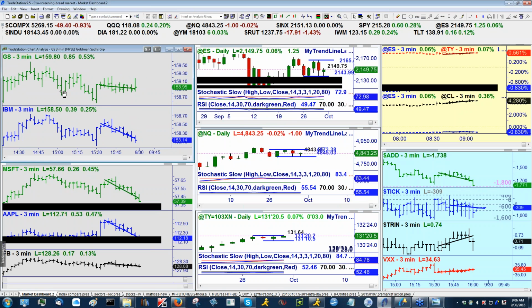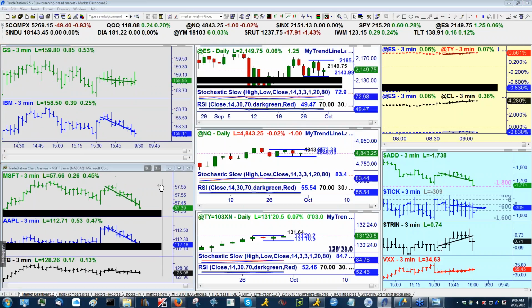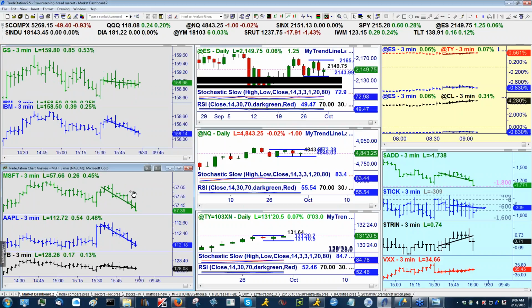What I do is I have these charts up here, and this will obviously start to roll once the market's rolling. Here's Goldman Sachs, here's IBM, here's Microsoft, Apple, and Facebook. I want to see, once the market opens, that these are basically rolling in sync.